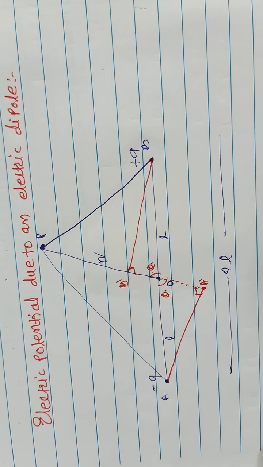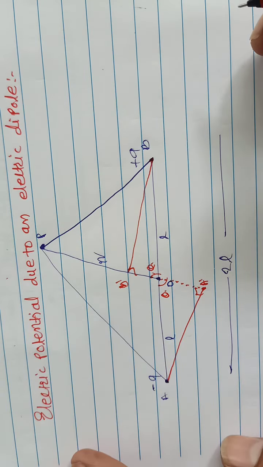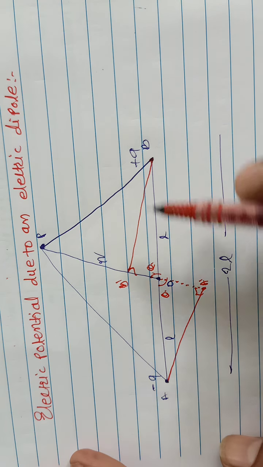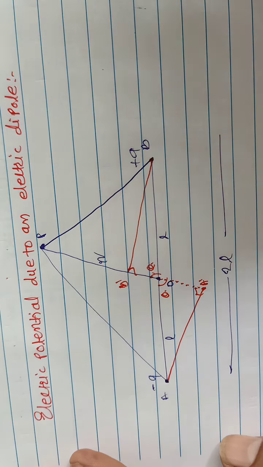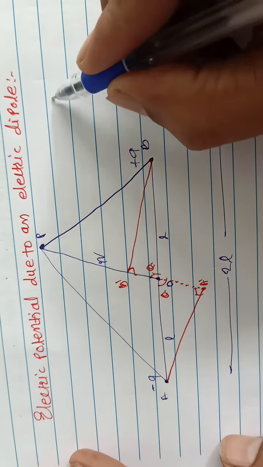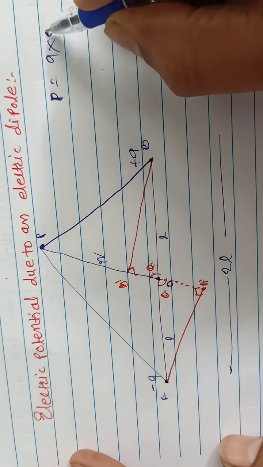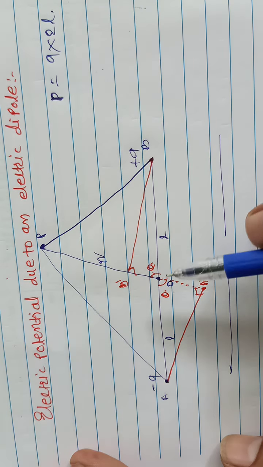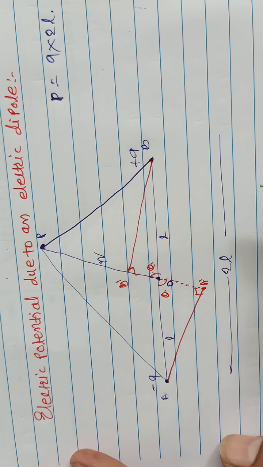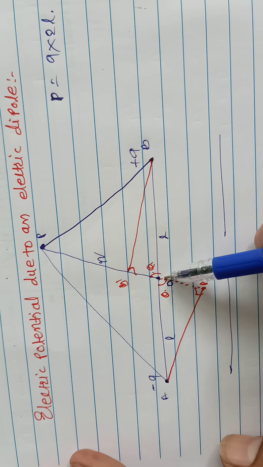We know that an electric dipole is two charges separated by a finite distance, and we have the dipole moment, which is P, equal to Q into 2L. So we have the charges and the finite distance 2L. Now we have to determine the electric potential due to the dipole, with origin at the center O.